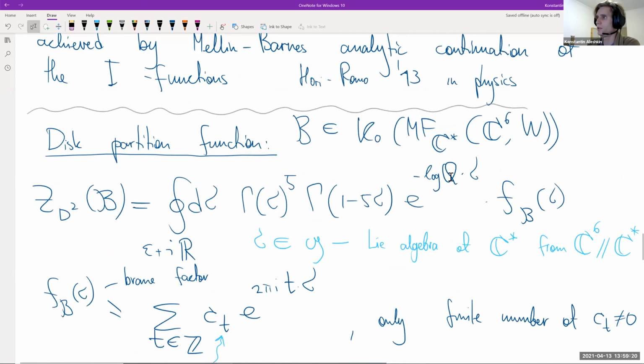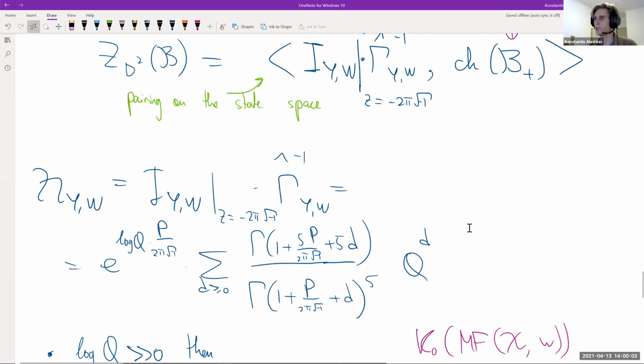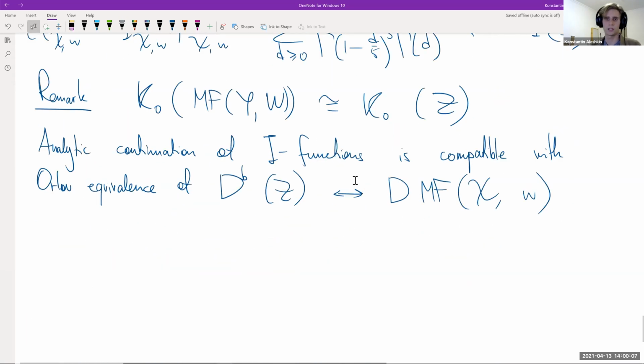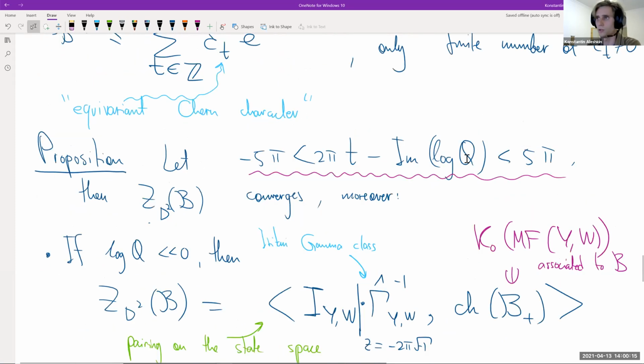And depending on the imaginary part of Q, where Q is actually some analytic variable, not just a formal variable, if I want the integral to converge, then we'll have to pick C star representations entering the matrix factorization only from a certain range. And so by varying Q, we can get different analytic continuations for our I functions. This is exactly what happens in our law of equivalence between these derived categories. There is not just one equivalence, but an infinite series that corresponds to an infinite number of windows for the imaginary part of the logarithm of Q.